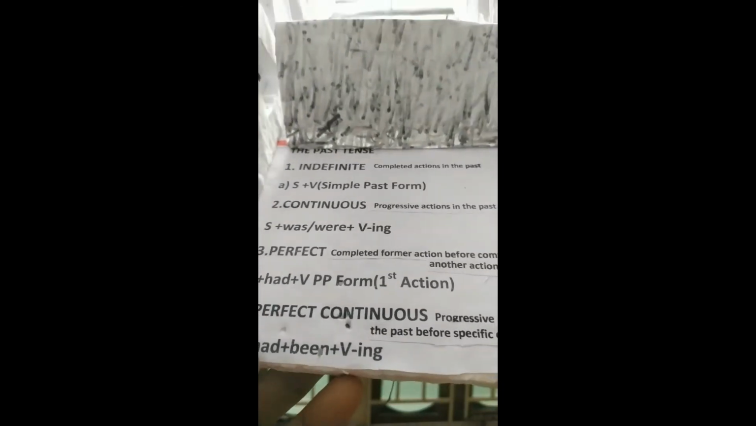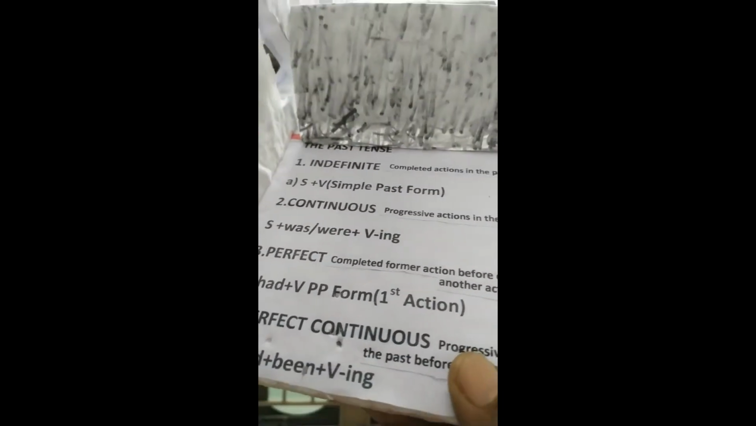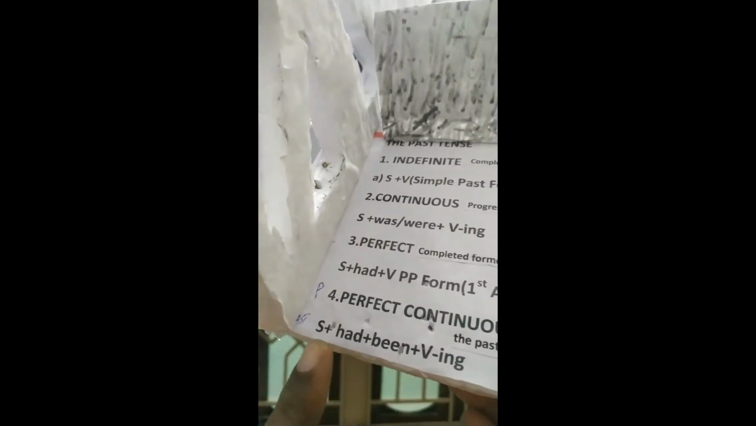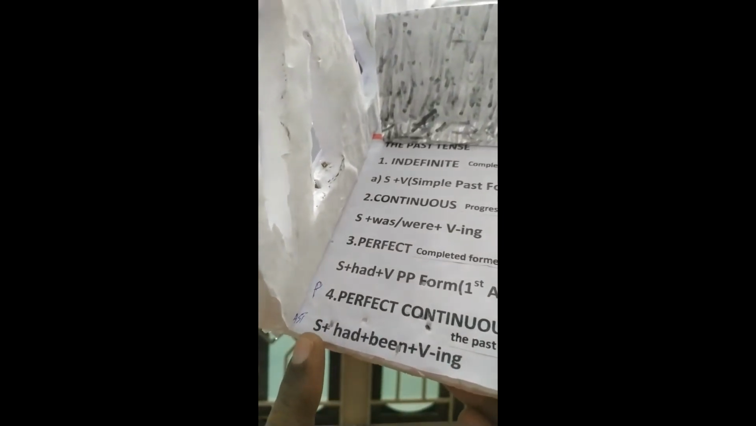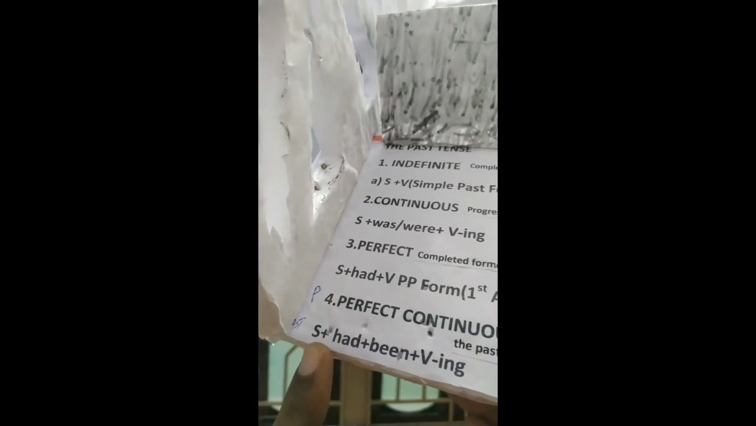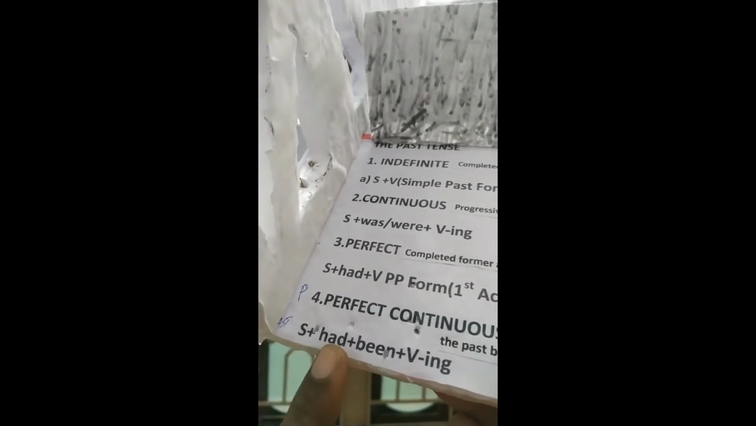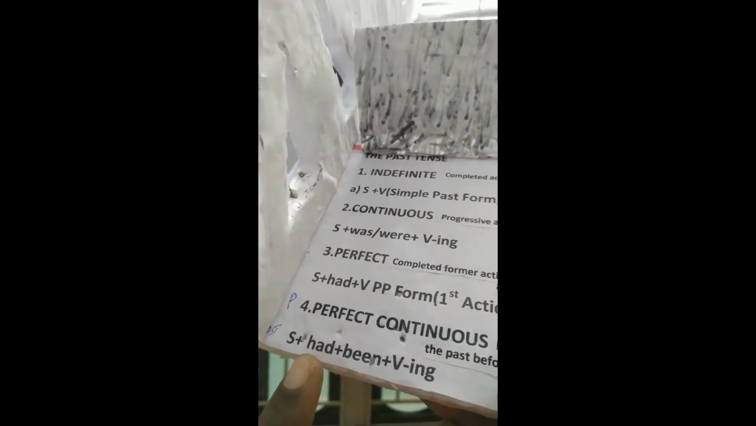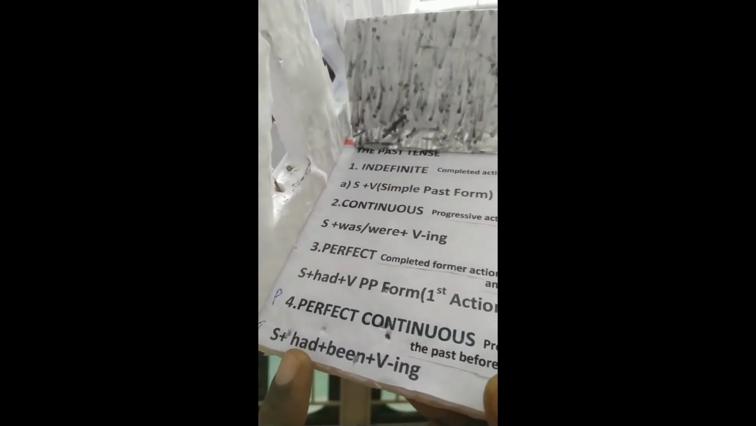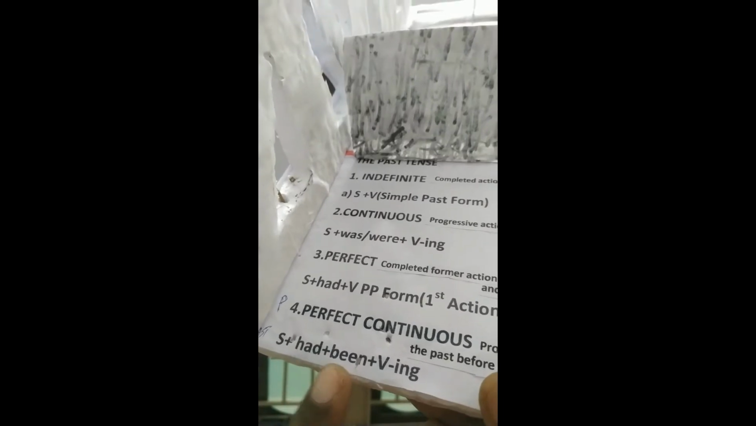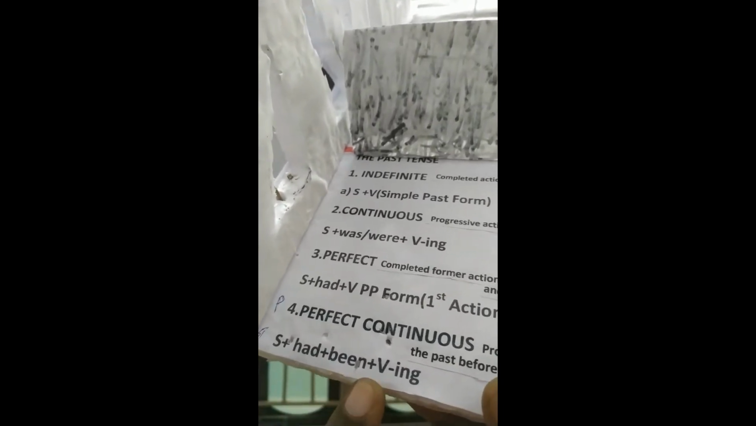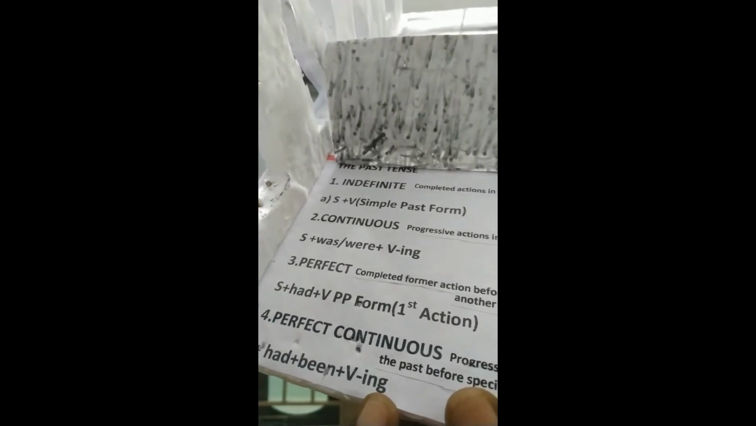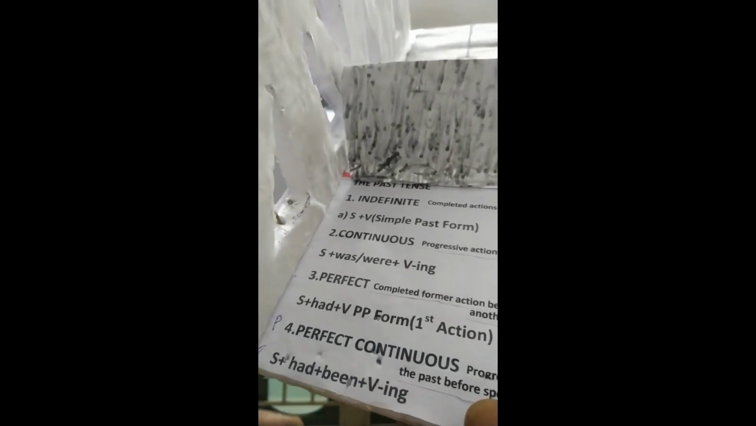Okay, see the sentence structure of the past perfect continuous tense. At first you have to write the subject, then you have to write had, and had will be followed by been plus the verb with its ing form. Okay, this is the past tense.